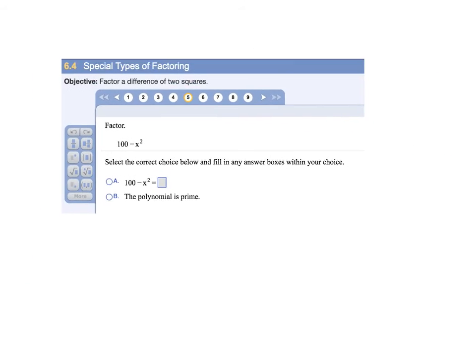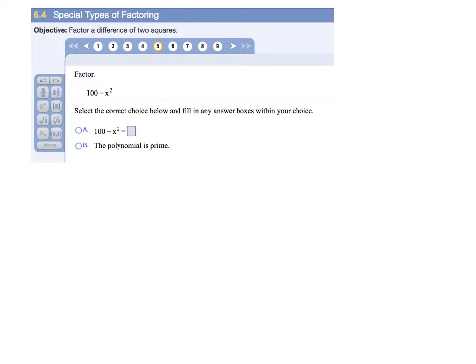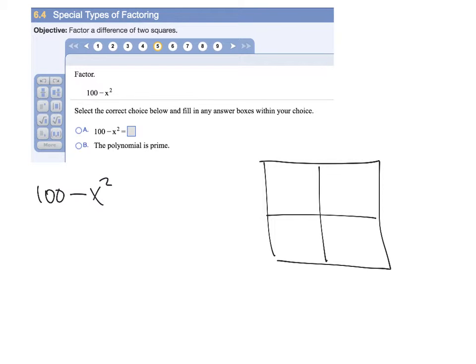And this is the same thing, only they're kind of switching the numbers around, and it's no big deal. It still works out the exact same. So here, the 100, we're going to put right here, and then the minus x squared, we're going to put down here, minus x squared. All right, and so this is 10 times 10, and this is x times x.